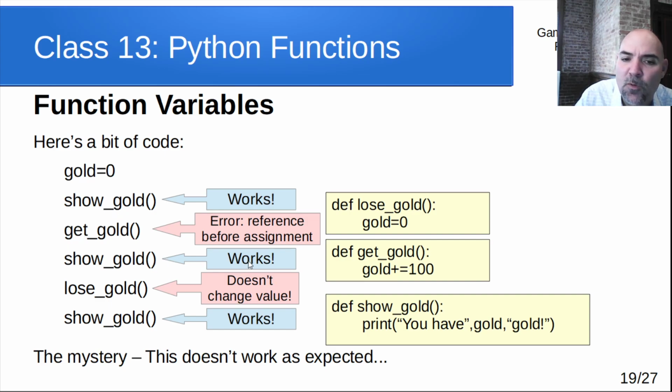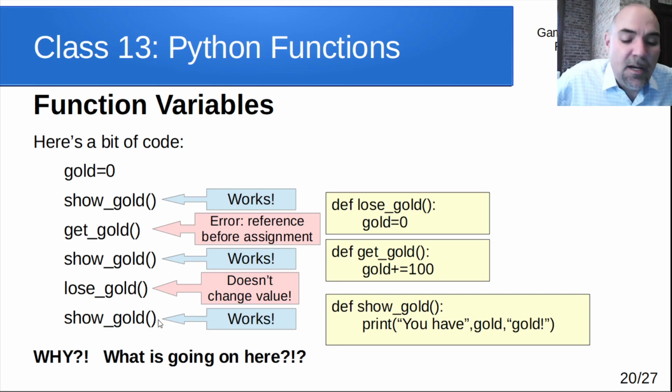Show gold here would work again. Lose gold here would actually run and not crash the program. But when we show it again, we would not have the right value in it. We would not have the 100 that we would have added from up there. So why doesn't it work as expected? And the answer to that, we're going to answer here in just a second.